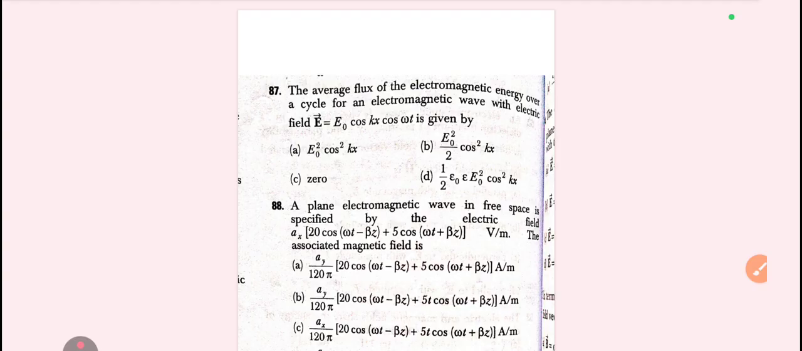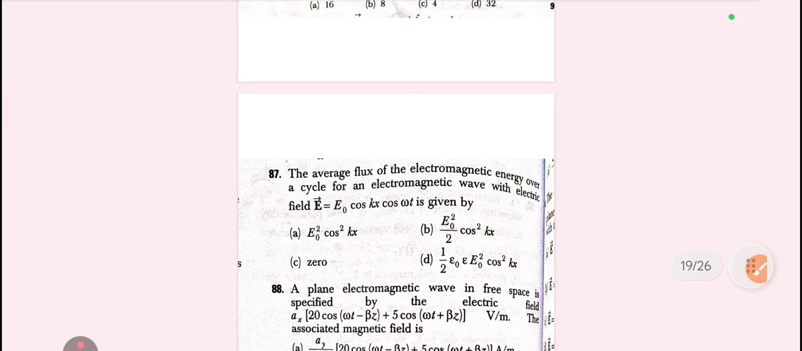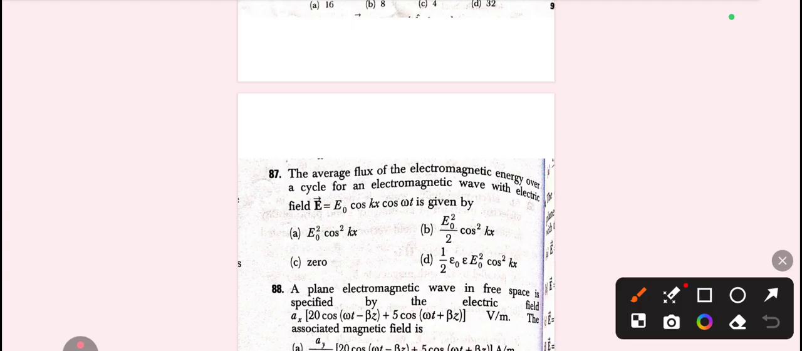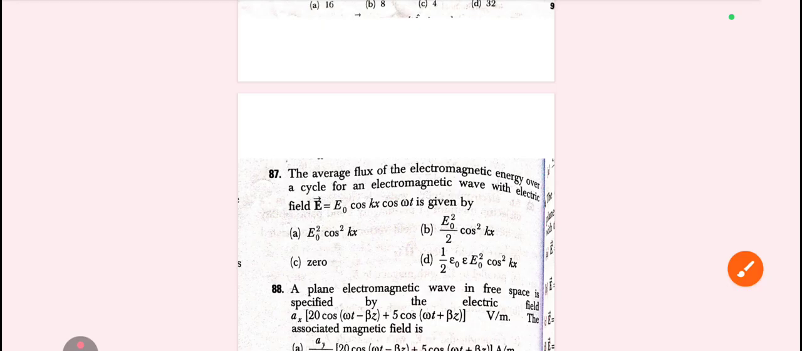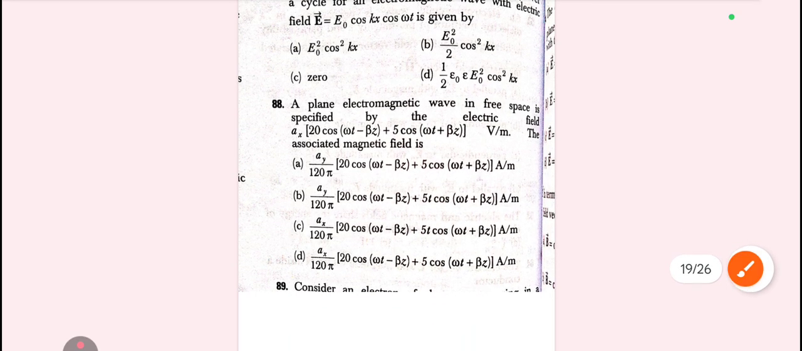Eighty-seven. Again we have average flux. Flux is asked. 87, this is a clear relation. We know 1/2 epsilon naught E naught square cos square kx. This is the relation.